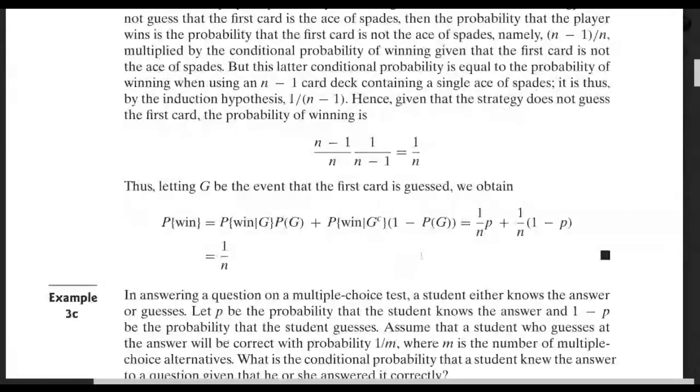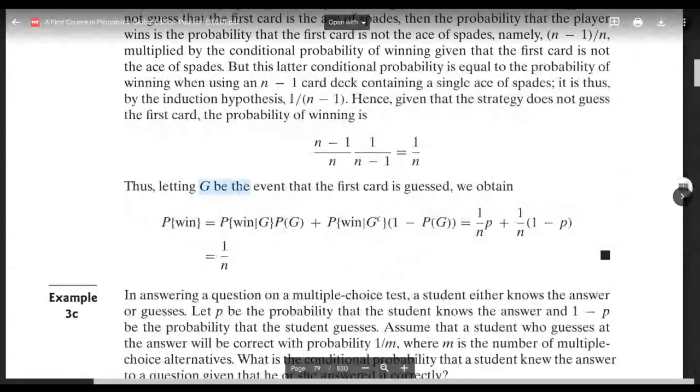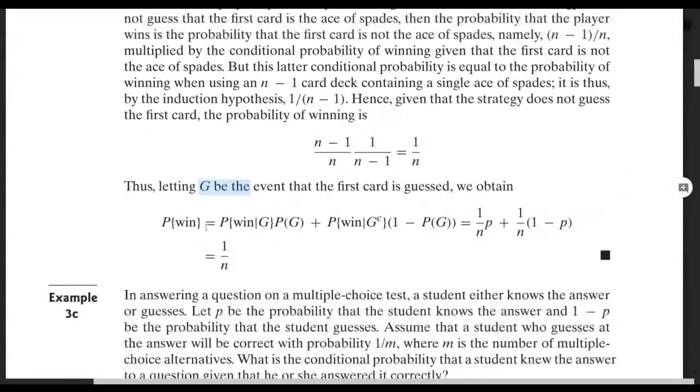So letting G be the event that the first card is guessed, we obtain that the probability of winning equals the probability of winning after G happened, G meaning the first card is guessed already, the first card is done, plus the probability of winning after the complement of G, the first card is not guessed, multiplied by the probability the card is not guessed.